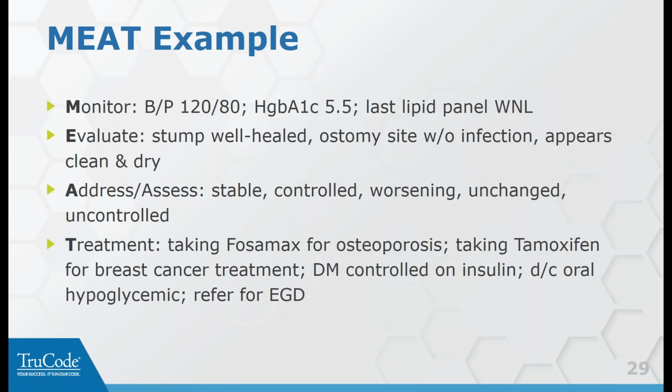Another example here is just the types of documentation that you might be looking for in the monitoring arena, noting what their blood pressure is, a hemoglobin A1C, what their last lipid panel results were. If they're evaluating, they're going to be noting things like if they have an ostomy or an amputation stump, what it looks like, etc. And then they're going to give adjectives like stable, controlled, worsening, etc. And then treatment, they're going to be changing medications, adding medications, maybe discharging or discontinuing things, referring for tests, etc.